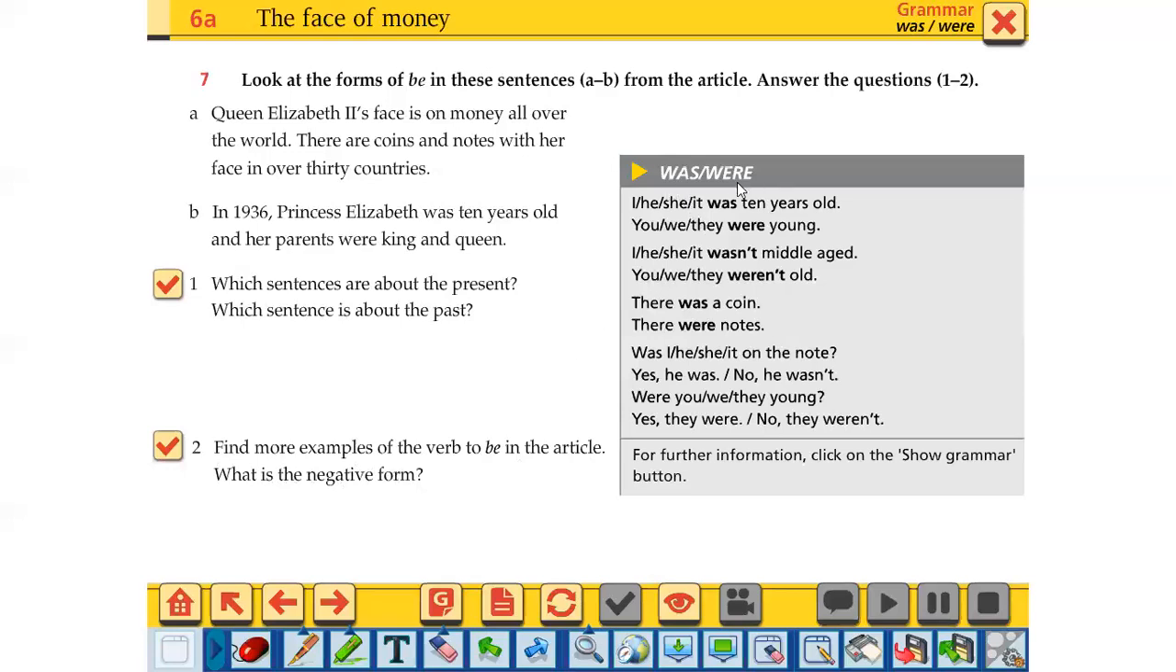Okay, here was and were. I was 10 years old. You were young. I wasn't middle-aged. You weren't old. There was a coin. There were notes. Was it on the note? Yes, it was. No, it wasn't.